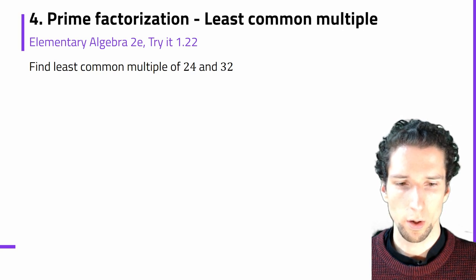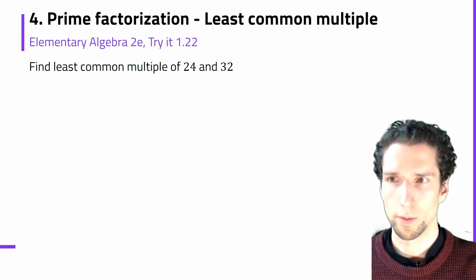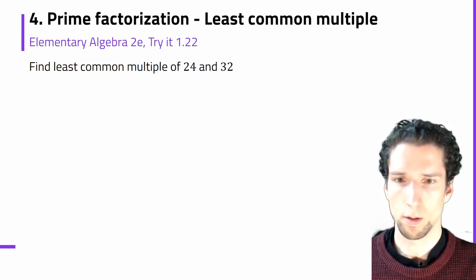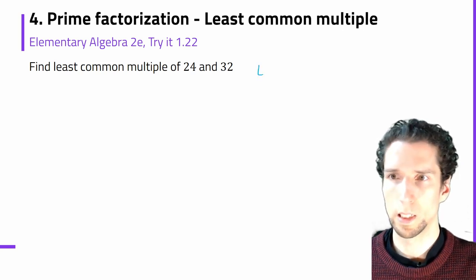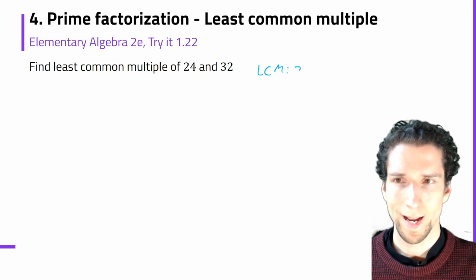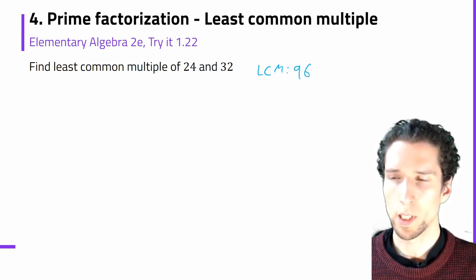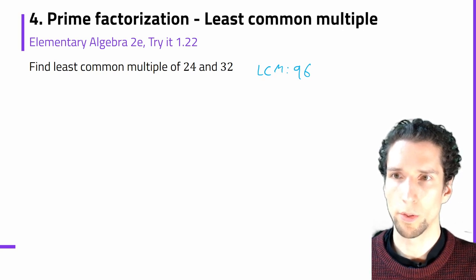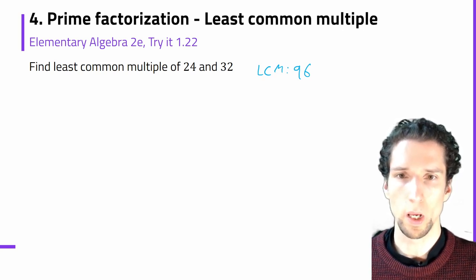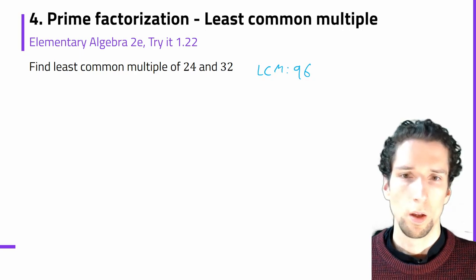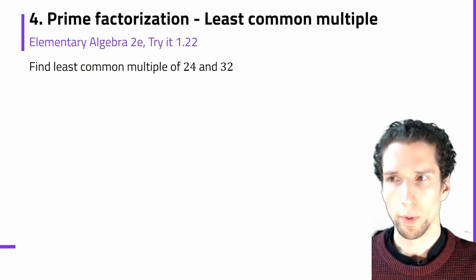The answer here, what I got for the least common multiple, was 96. That's 24 times 4 and 32 times 3. Okay, so that's one thing we can do with this.